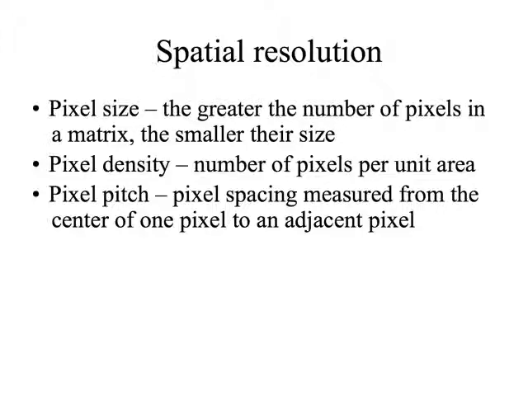Okay, so spatial resolution is tied back to pixel size and the density of the pixels on the film, on the image receptor, right? So the greater the number of pixels in the matrix, the smaller their size will be. And the pixel density is just a way to talk about the number of pixels per unit area, right? Now pixel pitch is another way to think about that. It's just going to be the spacing measured from the center of one pixel to an adjacent pixel, right?